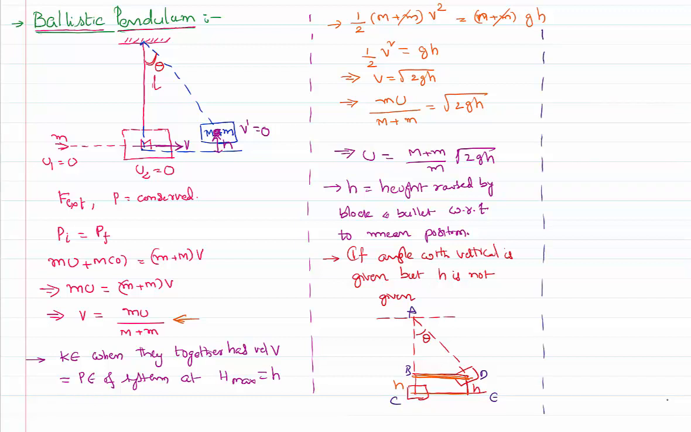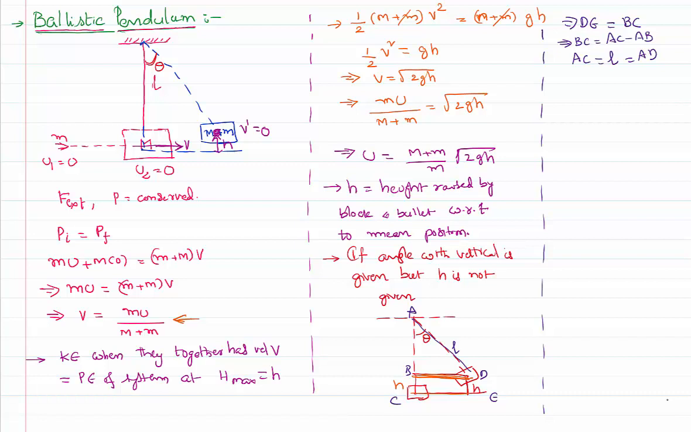So it's very clear that the height raised DE is nothing but BC itself. I can express that BC as total AC minus AB. AC is nothing but length of that ballistic pendulum, L itself. AB I don't know, but I know AD is also the length of this ballistic pendulum. This is also the length. Nothing changed.